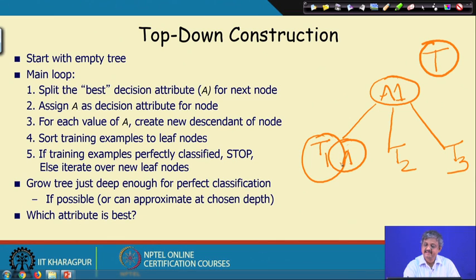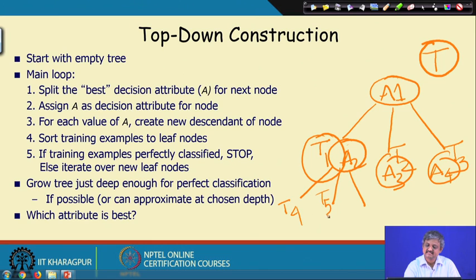So, maybe A2 here, and maybe A3 here and from here maybe A4 or something, and then I split these examples further and maybe I get T4, T5, T6 sets of examples. Note that T4 plus T5 plus T6 will give me T1. Similarly, T1 plus T2 plus T3 will give me all the training examples T. Okay. They are getting distributed among the nodes.